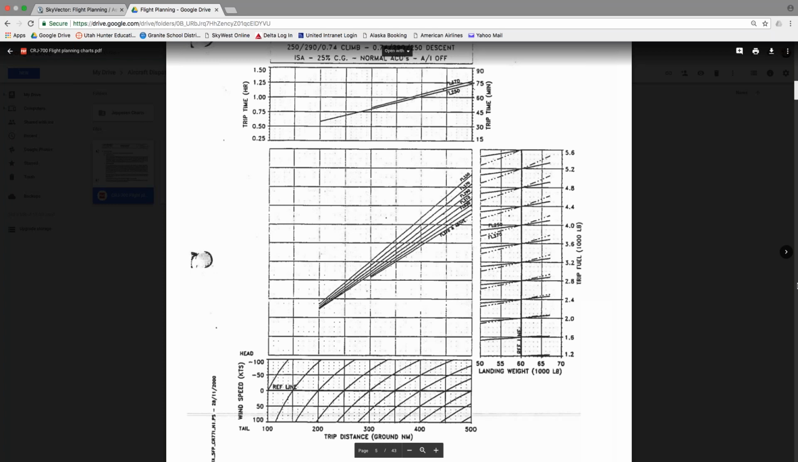So they did one. So that's your trip fuel. Yeah, yeah. Where are they writing this in? What do you say? Yes. You also go straight up.